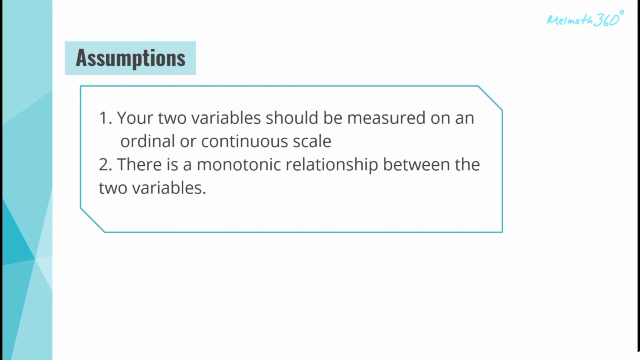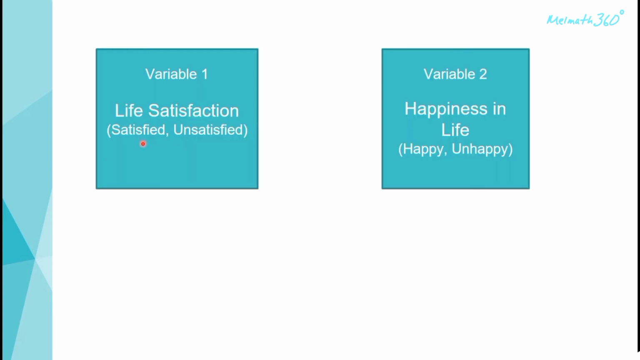two variables. A monotonic relationship is a relationship that does one of the following: as the value of one variable increases, so does the value of the other variable, or as the value of one variable increases, the other variable value decreases. For example naman po, ang variable 1 natin ay life satisfaction, satisfied and unsatisfied, and ang variable 2 ay happiness in life, happy and unhappy.